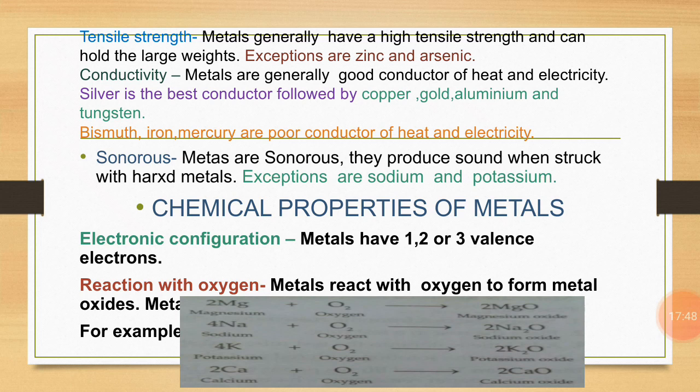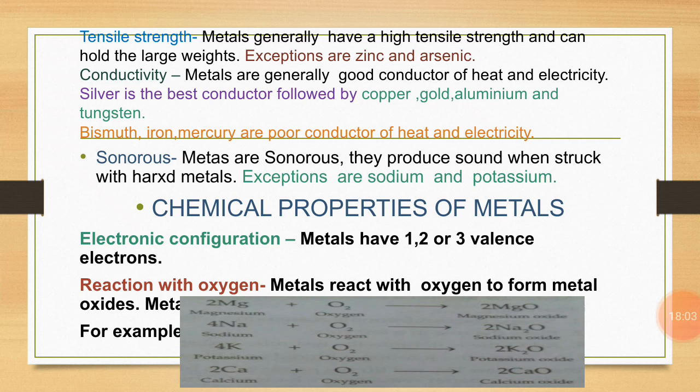So by taking these two examples, we must know that metals generally have 1, 2 or 3 electrons in their outermost shell, and they can easily lose those electrons to form electropositive ions.